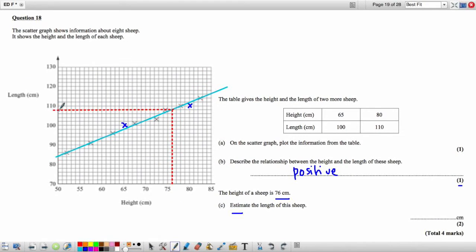In my diagram here, for my line of best fit, it's coming here between 100 and 110, and we're going up in 2s, so 102, 104, 106, 108. So your answer should be similar to 108. In the mark scheme, the examiners will allow any answer between 105 and 110.